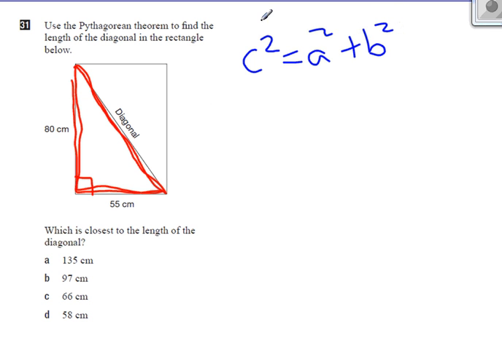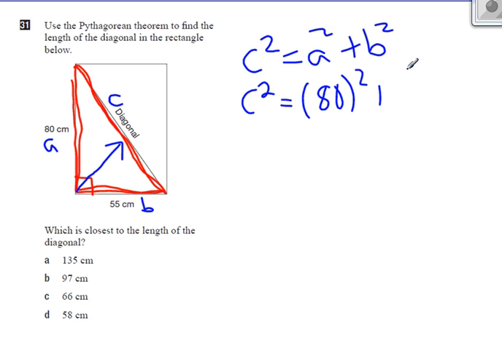Now, the most important part of using the Pythagorean theorem is properly identifying the hypotenuse. The hypotenuse is opposite the right angle, so in this case, the hypotenuse is the side that I'm looking for. We're going to label it C. The other two sides are A and B. It doesn't matter which one's which. So now I'm going to substitute the values that I know into the formula. I don't know C, so I still say C squared, but A is 80, so 80 squared, and B is 55, so 55 squared.